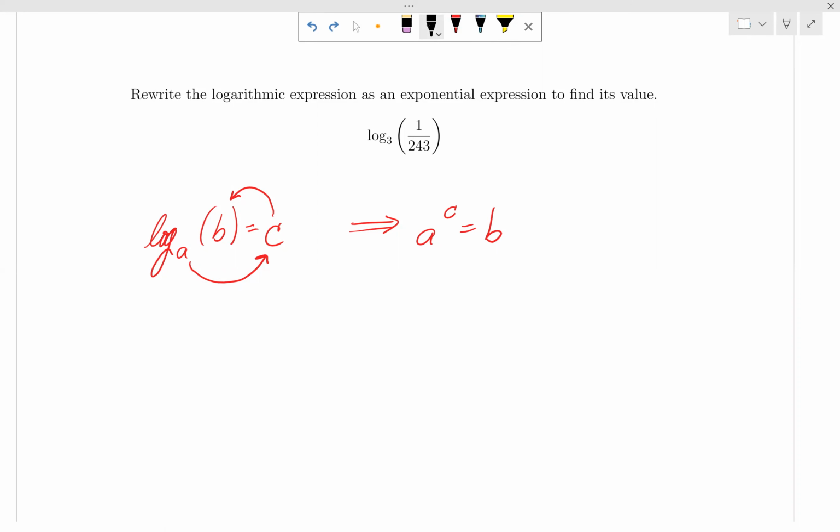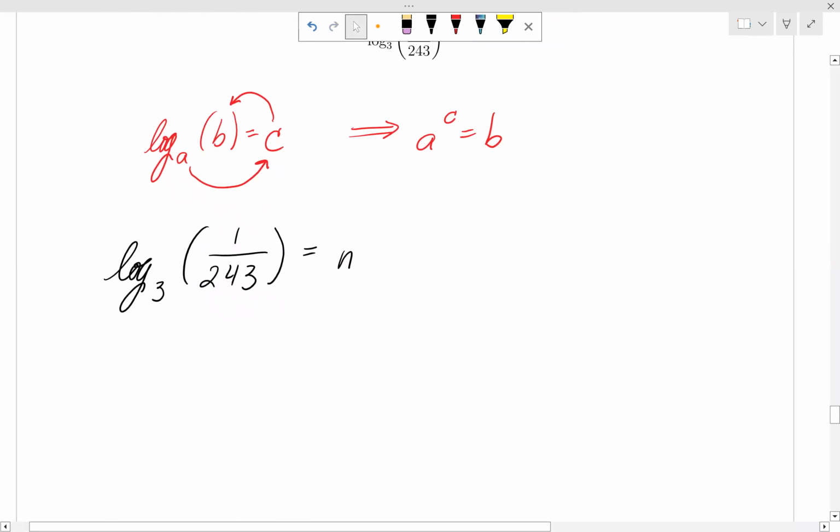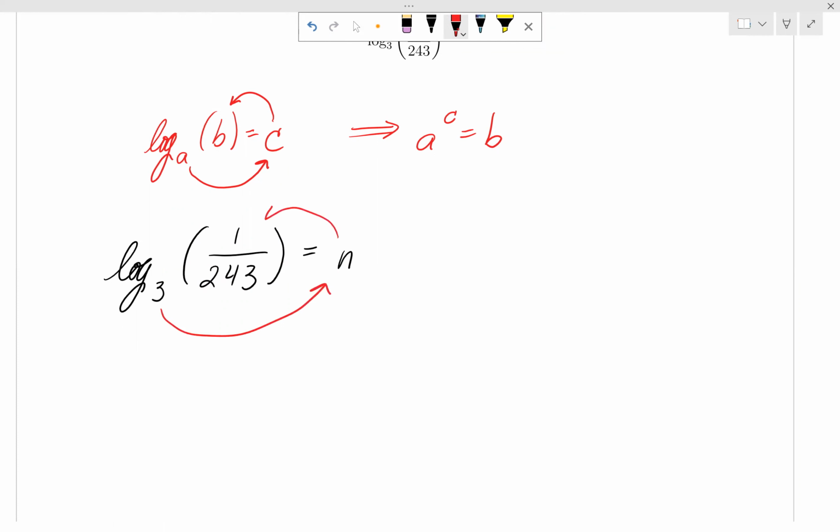So we have log base 3 of 1 over 243. And we don't know what it's equal to. That's what we're trying to find in this problem. So I'm going to say it's equal to n. For some n, we don't know what the n is yet. So I'm going to make my little snail. 3 to the n is equal to 1 over 243.